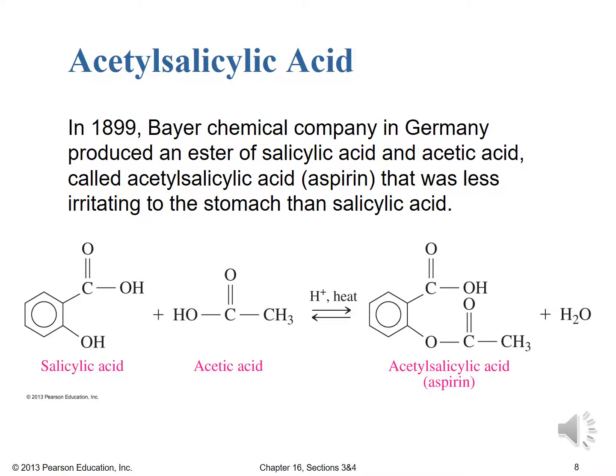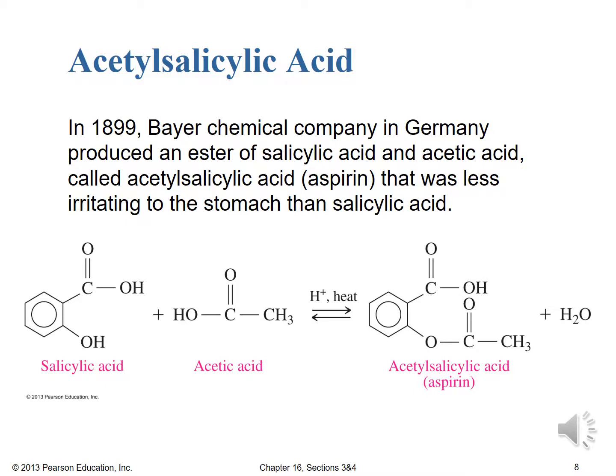One of the reasons aspirin became so popular is because of giants like Bayer. In 1899, Bayer Chemical in Germany produced that ester of salicylic acid and acetic acid called acetyl salicylic acid, aspirin as we commonly know it, and it was less irritating to the stomach than the salicylic acid that was contained in the white willow bark. So we see that process here.